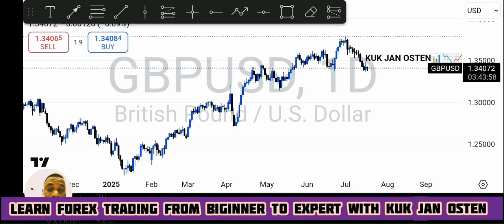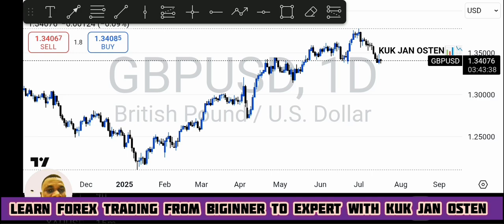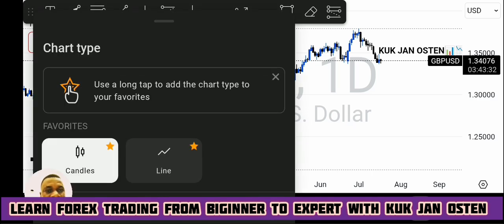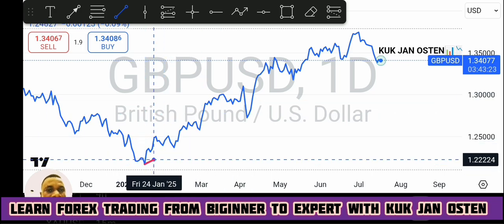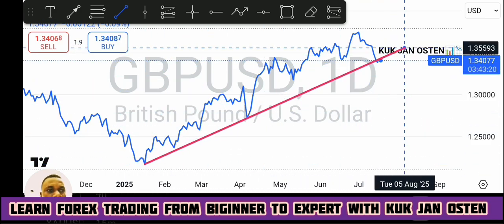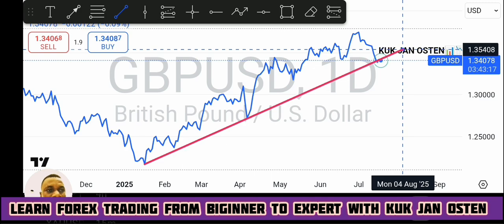Why is it an uptrend? If we draw our trend line, it's going to show that this is still an uptrend. Or you can use your indicator. If you want to confirm the trend, we are still in our uptrend. If you can see it clearly on our charts, this is an uptrend.